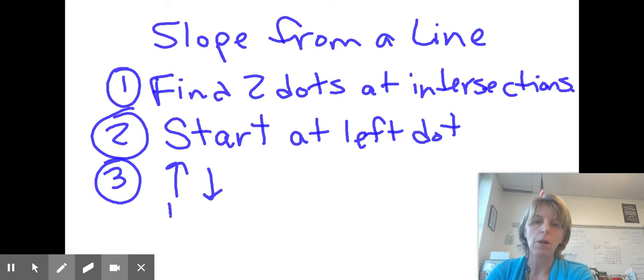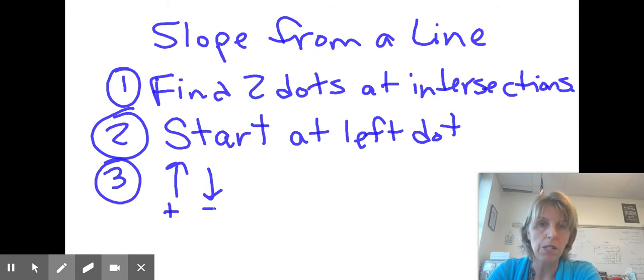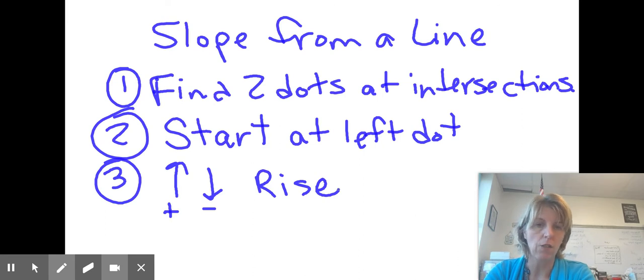If we elevator up, our slope is going to be positive. If we elevator down, our slope is going to be negative. So I'm imagining we're going to work. I'm going to park my car at the left dot. I'm going to take the elevator up or down to get to my office. That is called your rise. Rise is positive when it goes up and negative when it goes down, otherwise known as the change in y.